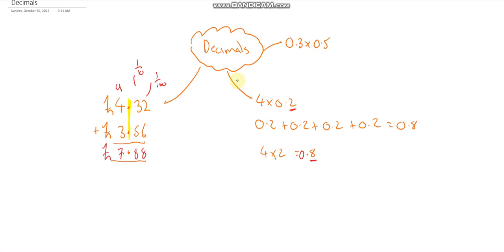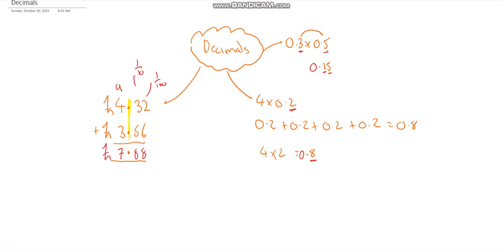So we do 3 times 5, which will give us 15. And then, just like before, we ask how many numbers are after the decimal. There are 2 numbers after the decimal, so my answer will have 2 numbers after the decimal. And that's pretty much all we need to remember for multiplying decimals.